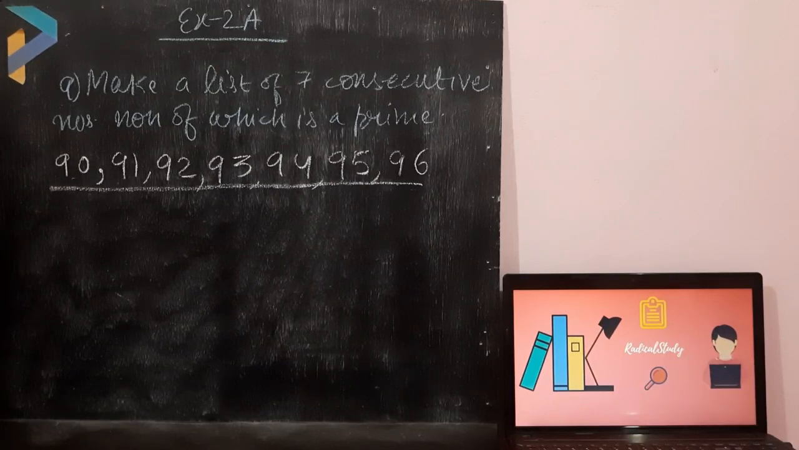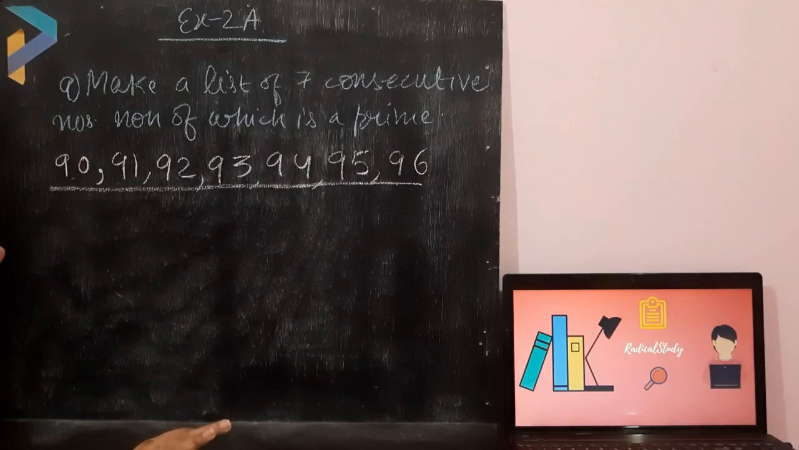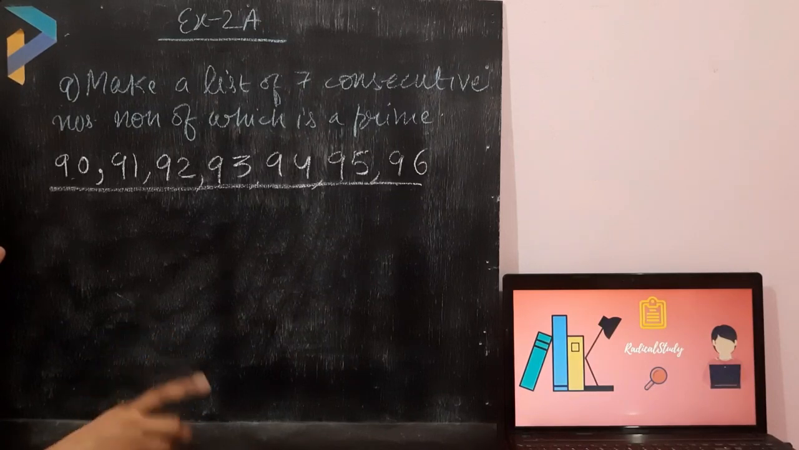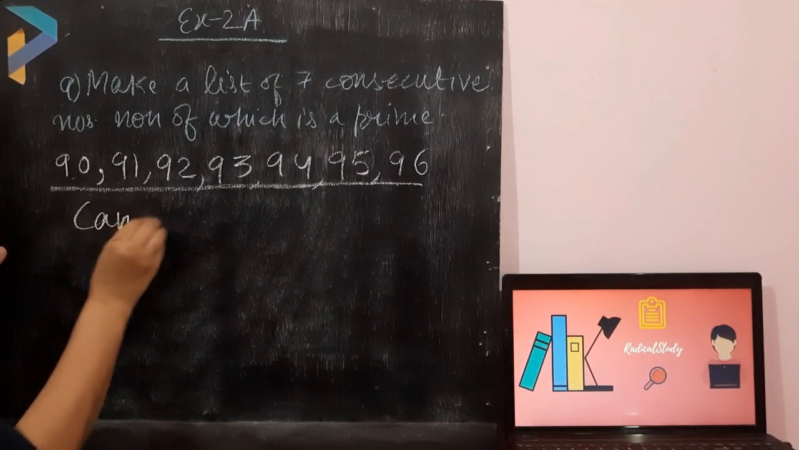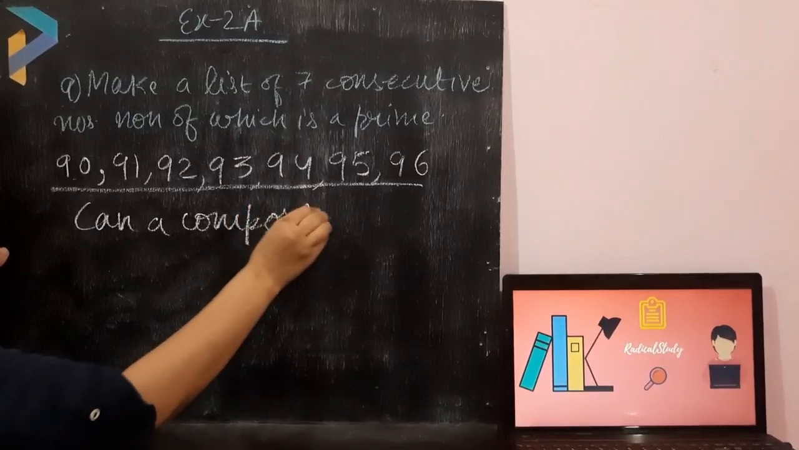Now the next question which I want to solve is, what are composite numbers? Can a composite number be odd? As I told you, composite numbers are the numbers which have more than 2 factors. You all know what a composite number is, so you can easily write the definition. Now the next part of the question is, can a composite number be odd? You all tell me, can a composite number be odd?